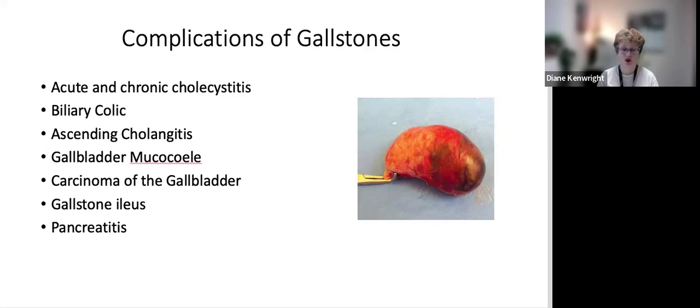Gallstone ileus is where a large gallstone forms a hole in the wall of the gallbladder, which becomes adhered to the small bowel, and the stone passes into the small bowel and blocks it, causing ileus. And finally, pancreatitis, one of the most common complications of gallstones, where the gallstone can be impacted in the pancreatic duct and therefore cause obstruction. We're going to address pancreatitis in a little while.